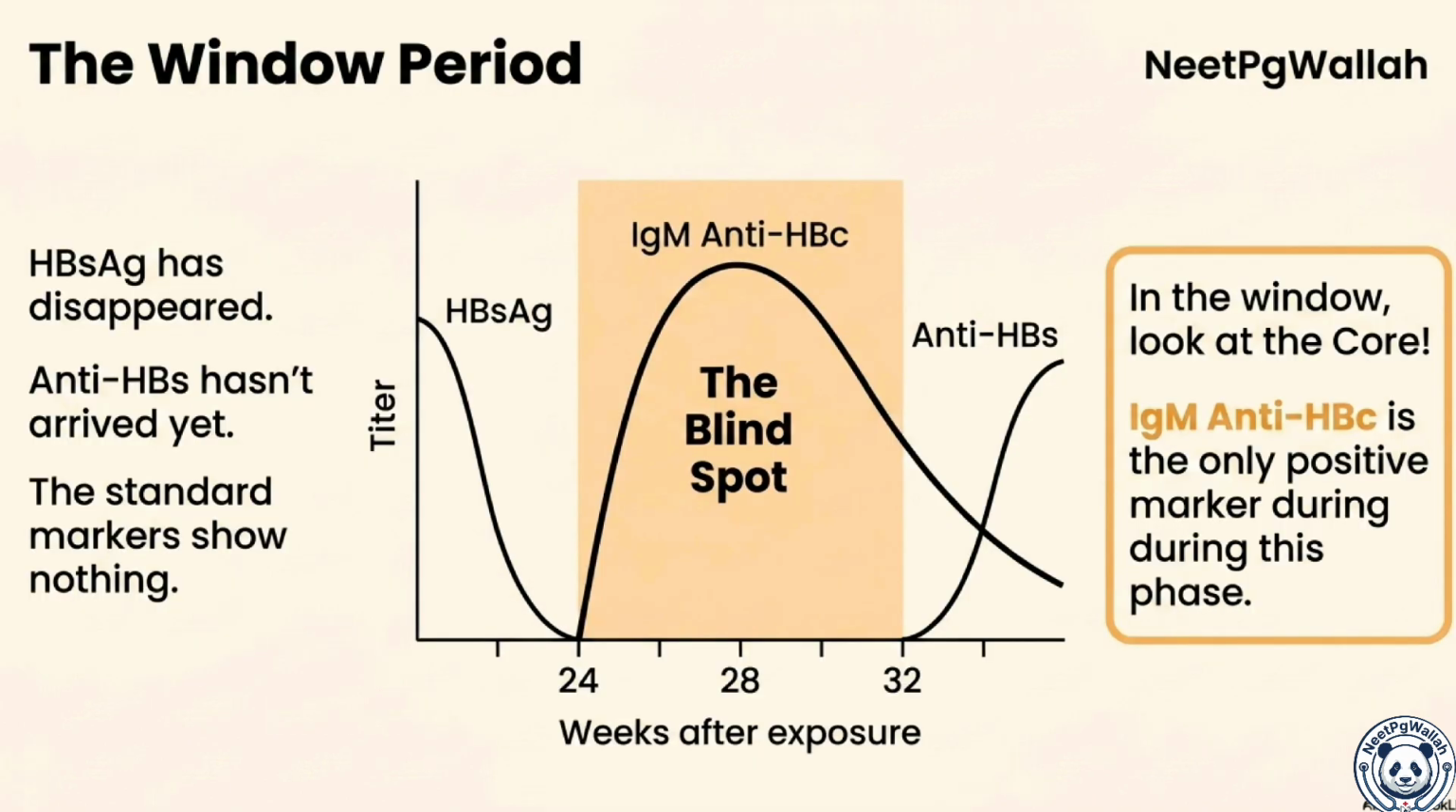But here's where things get a little tricky. This brings us to the infamous window period. There is a phase where the initial surface antigen has disappeared because our body's fighting it off, but our savior, the surface antibody, hasn't arrived in high enough numbers to be detected yet.